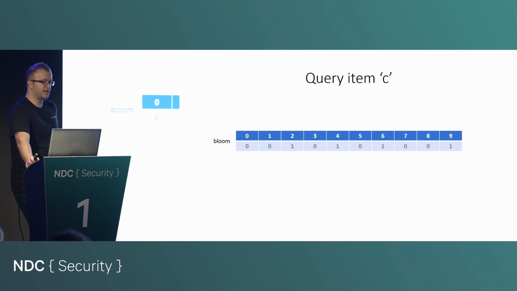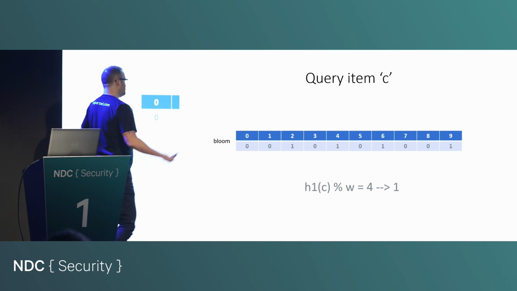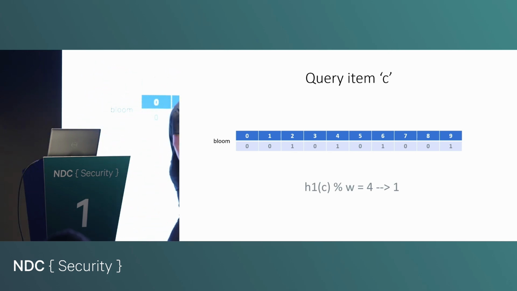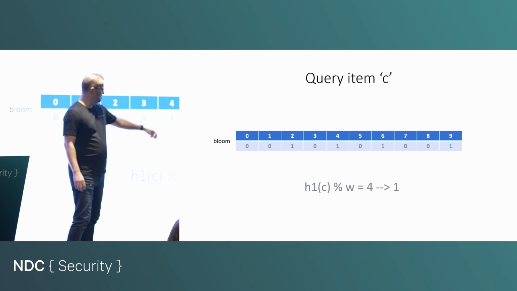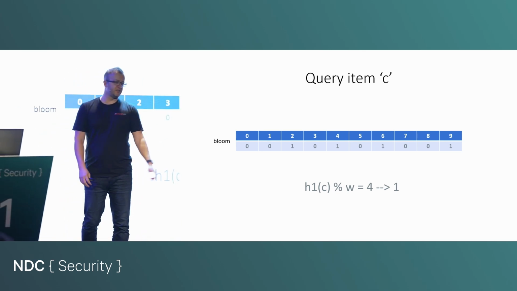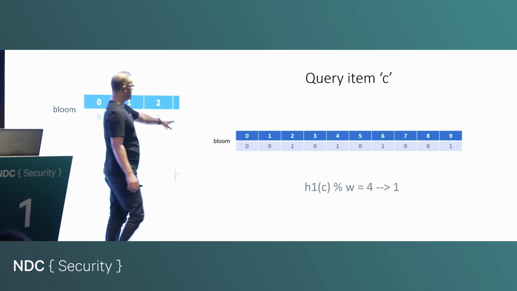The next report comes in, item C. And we actually want to query the filter to say, have we seen this thing before? Have we seen this report, whatever it might be, before? So in order to query the filter, what we do is exactly the same process. We take the first hash function, we hash item C, and mod it with the width to give us index 4. So we look up the bit at 4.